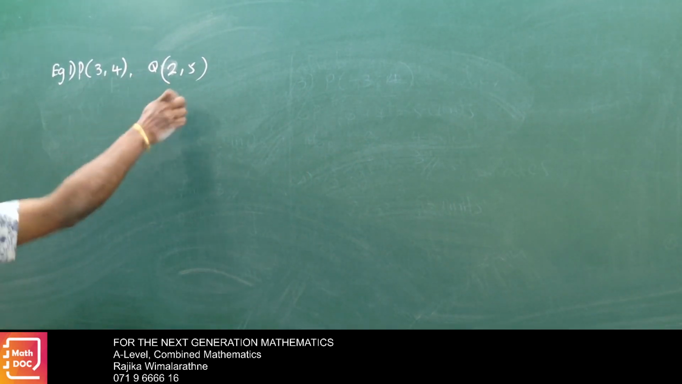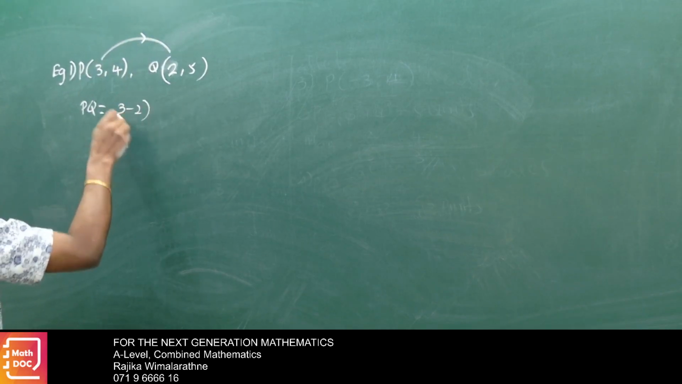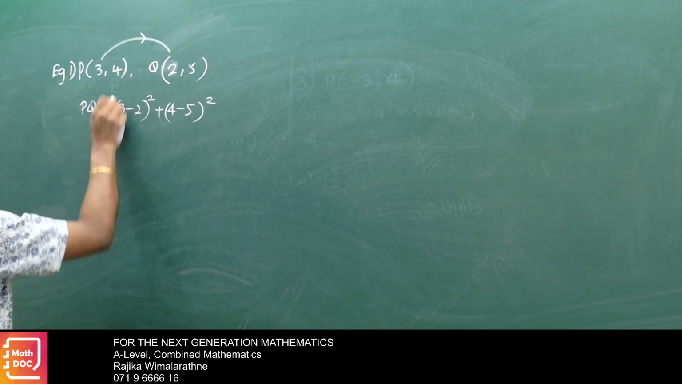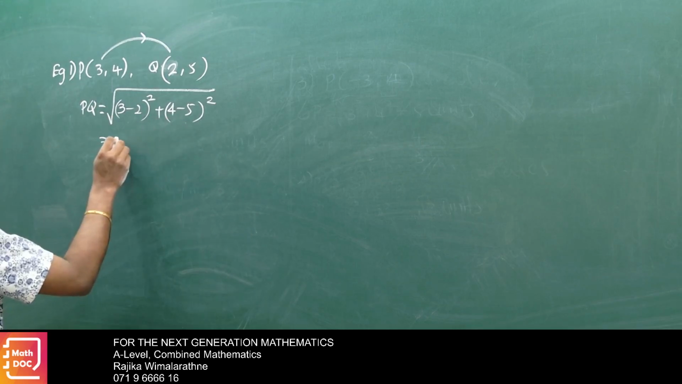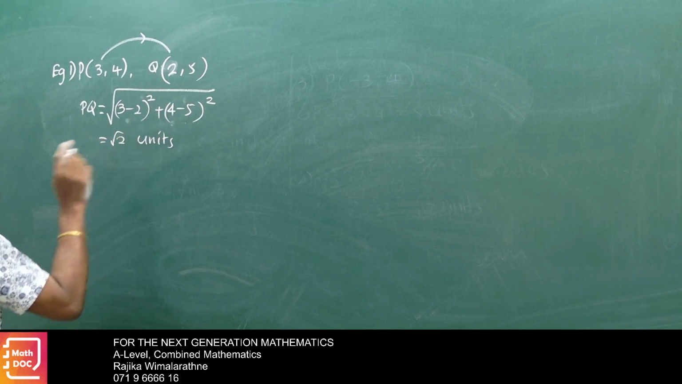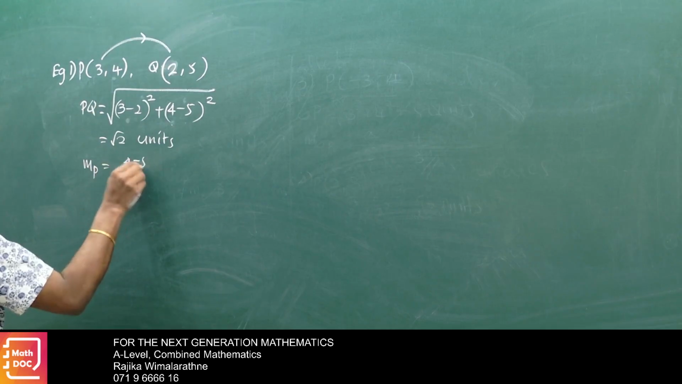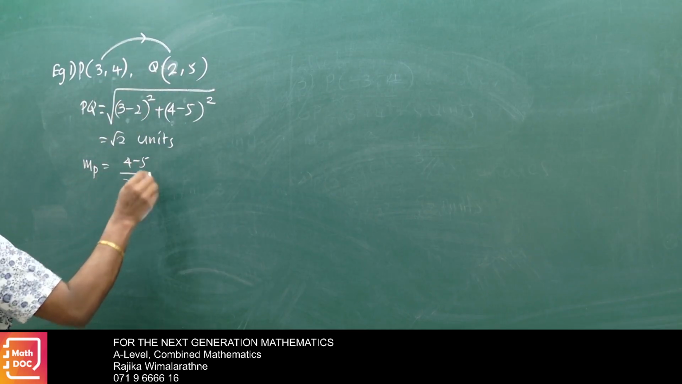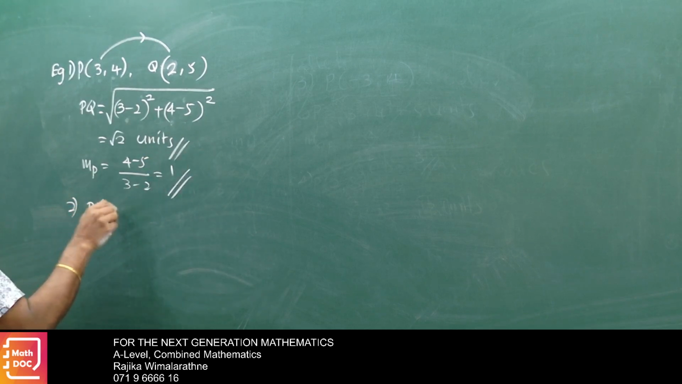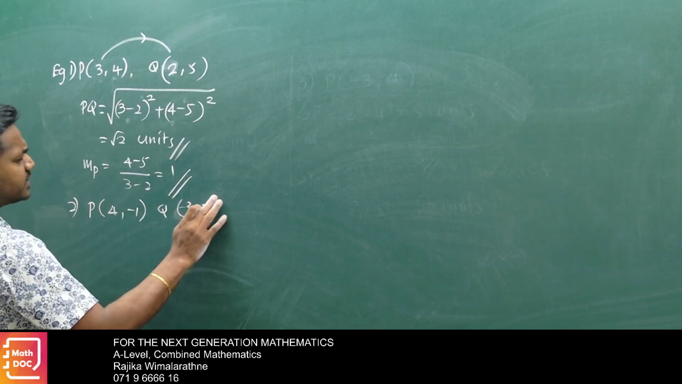Now at the same time let's do a few examples. Here points P and Q are given. The PQ length is the square root of the x difference squared, 3 minus 2 squared, plus the y difference squared, 4 minus 5 squared. That gives root 2 units. M PQ is y difference over x difference, 4 minus 5 over 3 minus 2, so we get minus 1. Okay, do with me.